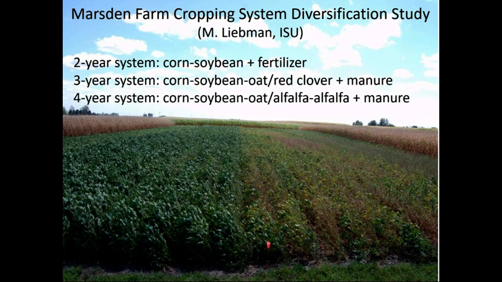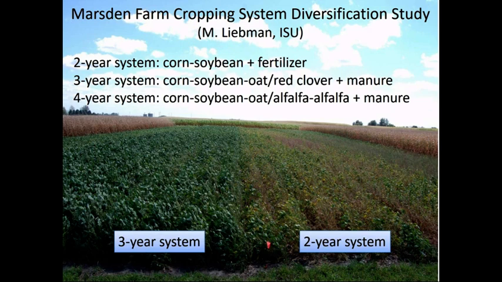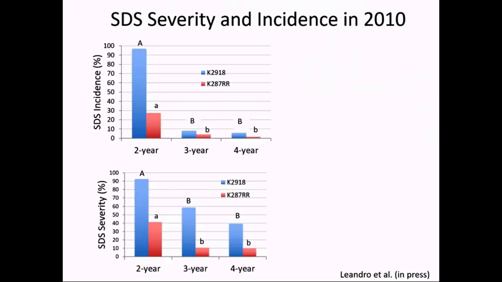Now, can you guess which of the plots was in the corn-soybean rotation or in a long rotation? Okay, everybody's pointing. You are correct. So corn-soybean rotations had very severe SDS, and the other rotations, adjacent plots across all the blocks in this field, had much less SDS.